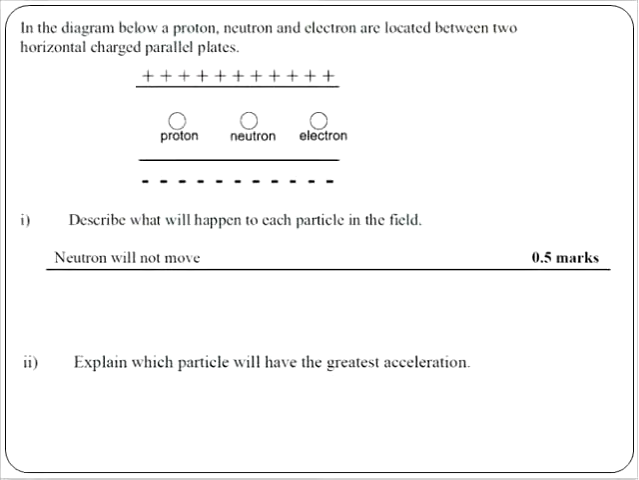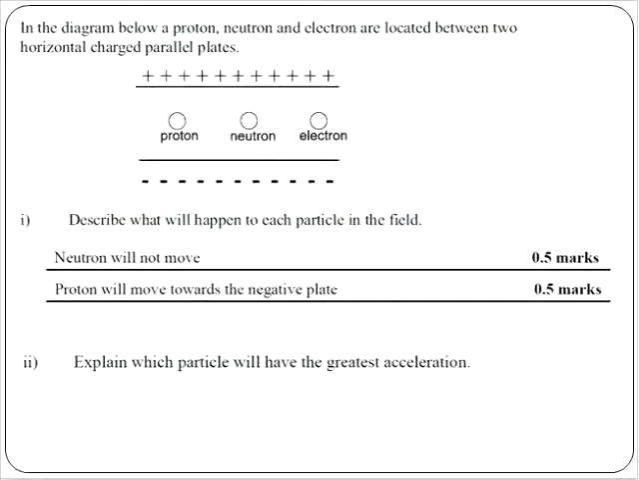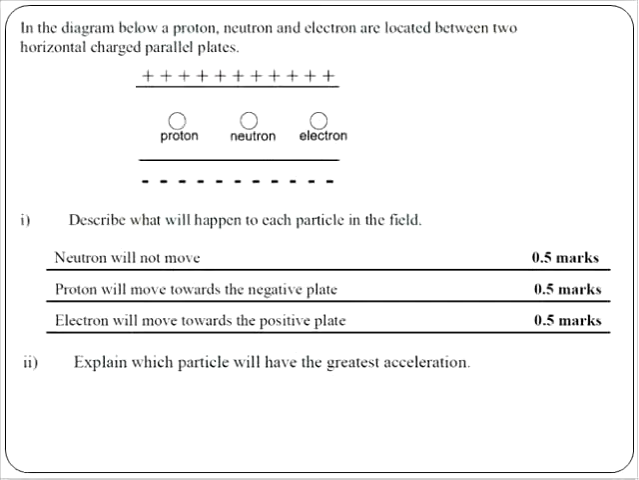However, the other two particles are. The proton would start to move. Obviously, because opposites attract, the proton would move towards the negatively charged plate. The electron would move away from the negatively charged plate towards the positively charged plate. Again, opposites attract, or like charges repel, whichever way you want to explain it. And then, which one has the greatest acceleration? Which one is going to move the fastest?